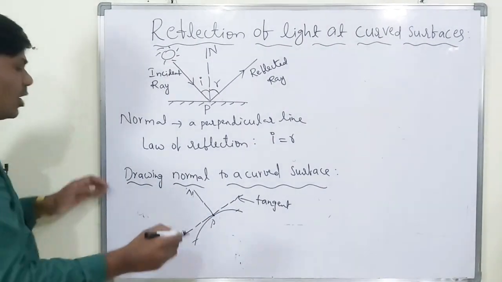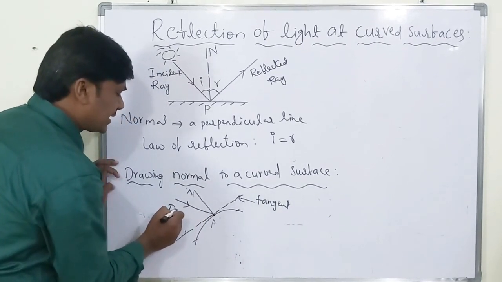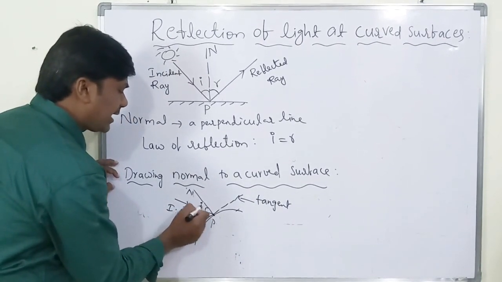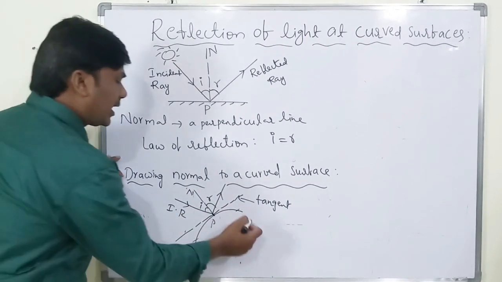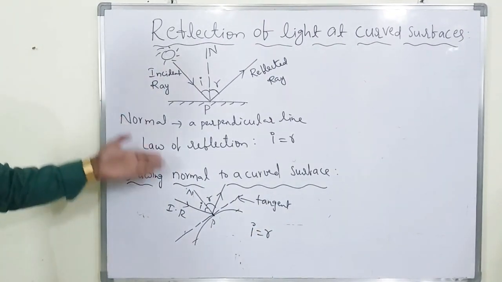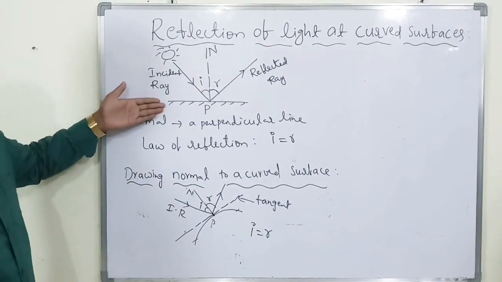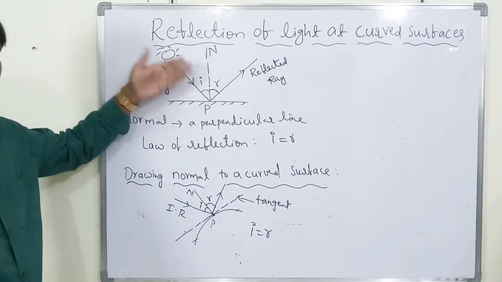Now if a light ray is incident on the surface, this is the incident ray and the angle is I, and it reflects back, and this is the angle R. Again you can say I is equal to R. So whatever the type of surface may be, if it is a plane surface, we can very simply draw the normal, a direct perpendicular to the surface.